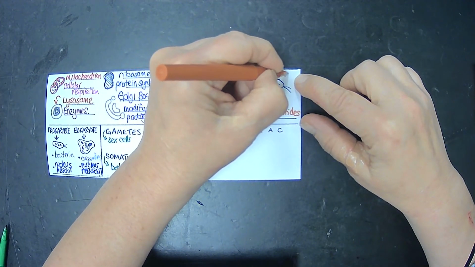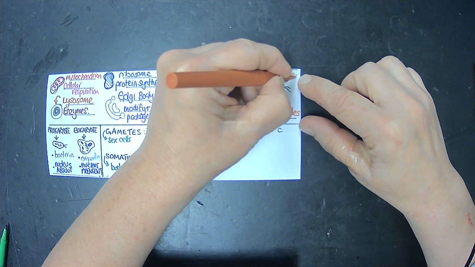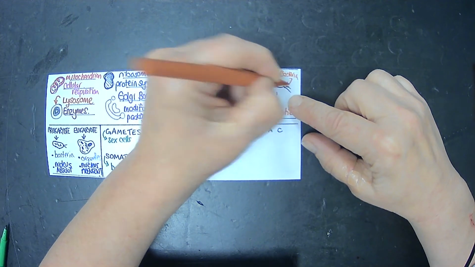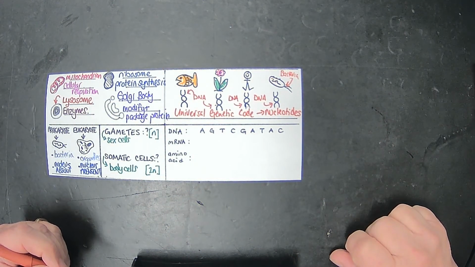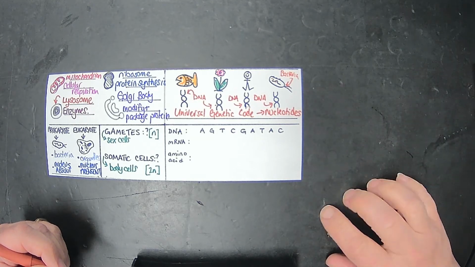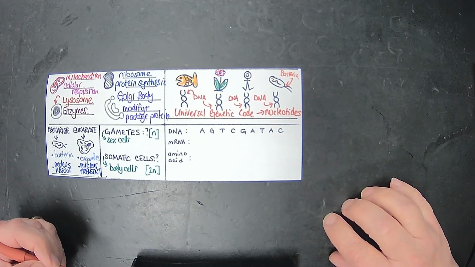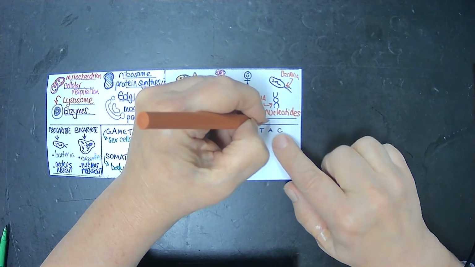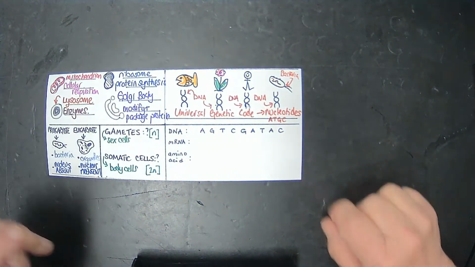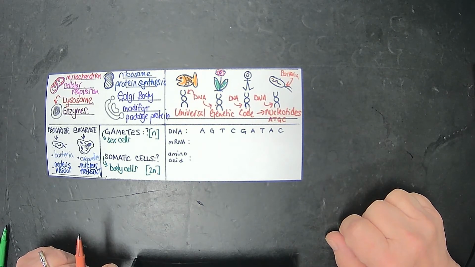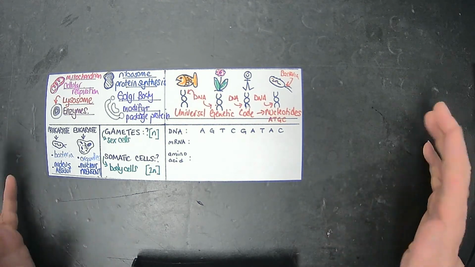That is why you can take DNA that codes for insulin in a human, put it into the bacteria, and the bacteria will use its protein making systems to make human insulin. The reason for that is that we have the same nucleotides, the same ATGCs, and they all code for the same amino acids.